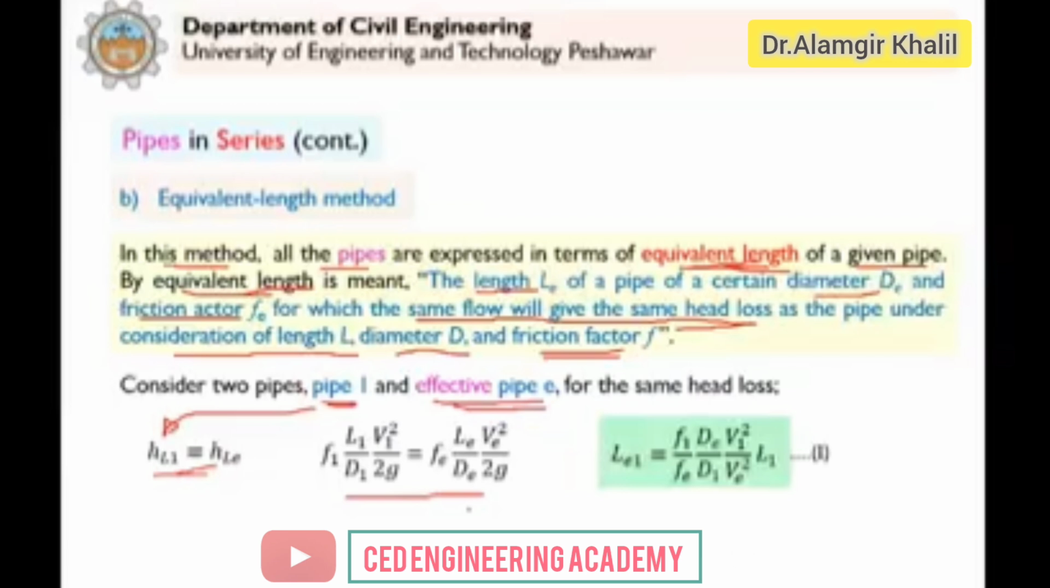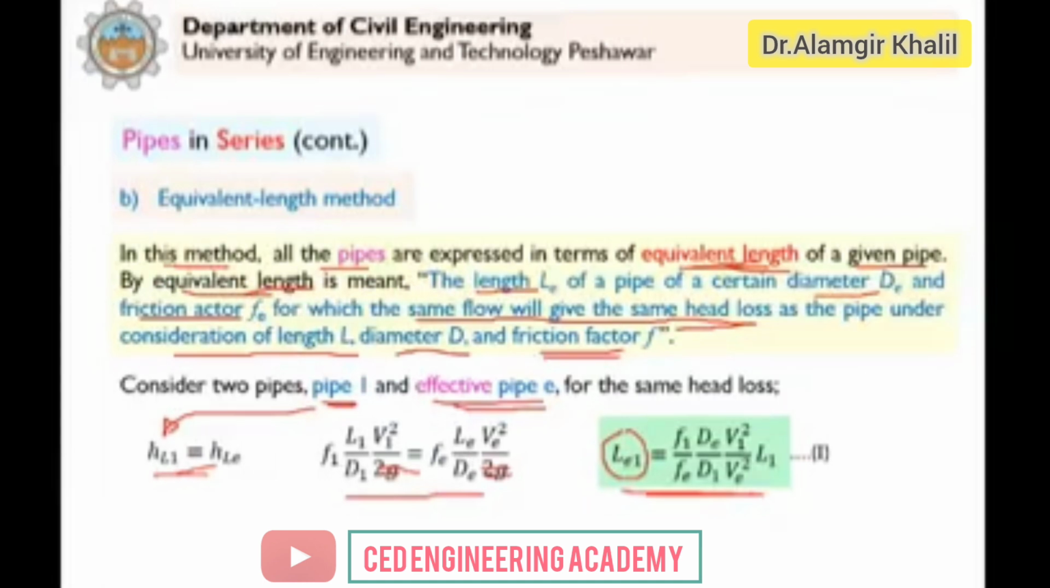And from here, we will get this equation 1. Now in this equation 1, I write down in terms of this effective length LE1. Clear? So 2G cancels out. That's why this is gone. This 2G cancels out here with this 2G, and the other we compare.